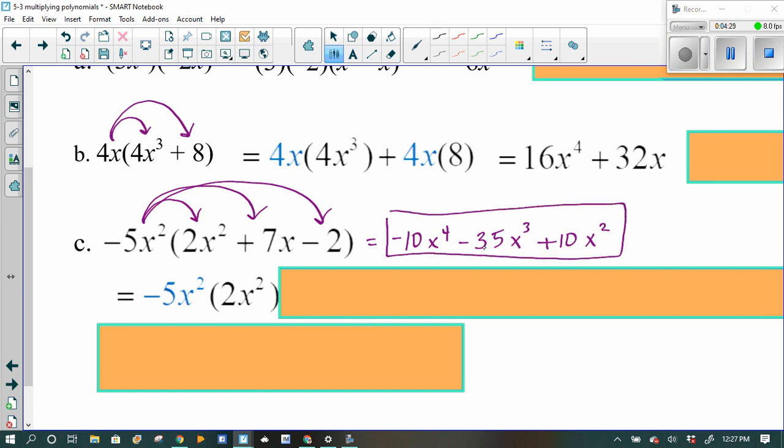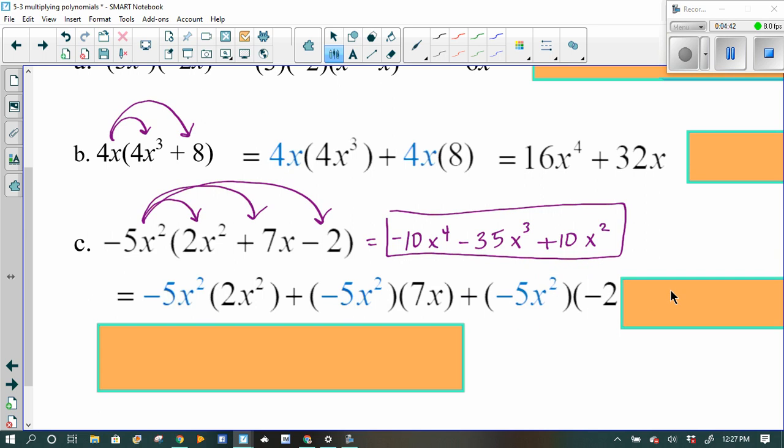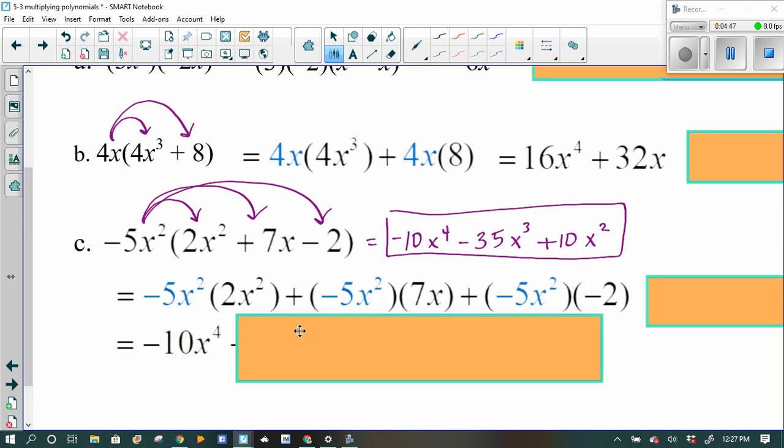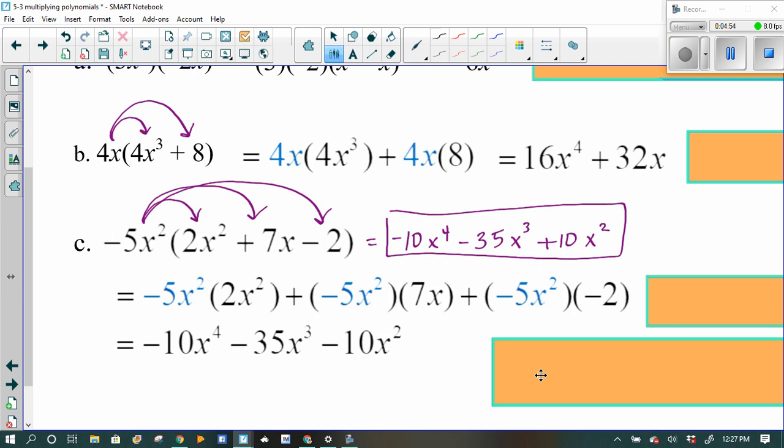Okay, you can't combine them because this is a 4, a 3, and a 2 as exponents, so they're unlike terms. But if you wanted to write it all out, so the outside term times the first piece, the outside times the middle piece, and the outside times the last piece. And then here, negative 5 times 2 gives us that negative 10x to the 4th. Negative 5 and 7 would be our 35, and then negative 5 and 10. This should be positive. This is a typo there. So that would be our final answer.